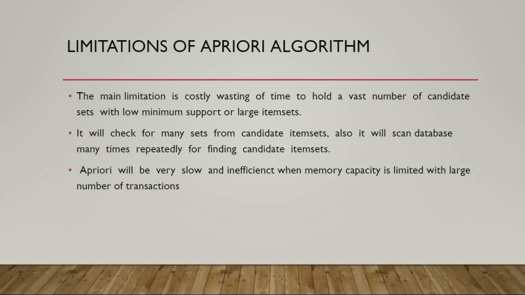Limitations of the Apriori algorithm. If we take the minimum support value as too low, then a large number of candidate item sets will be generated. Also, we will have to scan the database many times for finding the candidate item sets. When there are a large number of transactions and the memory capacity is limited, the Apriori algorithm will be slow and inefficient. Certainly, there are better ways to find the association rules than the Apriori algorithm, such as FP growth.